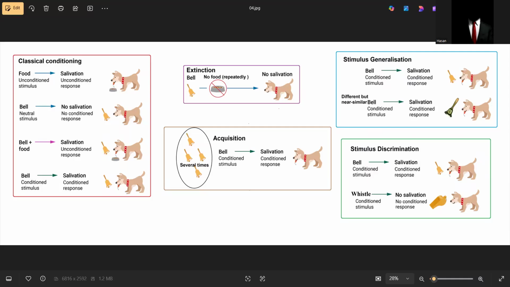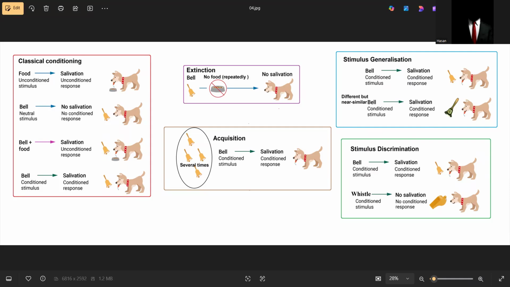This mind map is on classical conditioning. Classical conditioning is a learning process that involves two stimuli where one is replaced by another to achieve a similar response. An unconditioned stimulus is a stimulus that produces a natural unconditioned response.